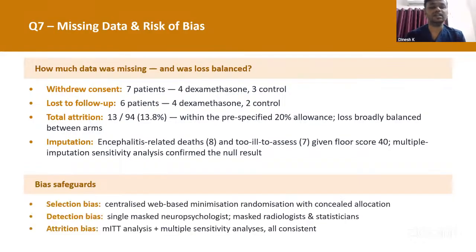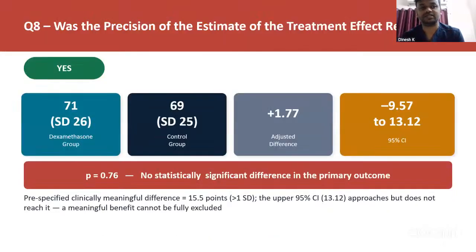As far as the bias is concerned, for the selection bias, they tried to overcome it with minimization randomization with concealed allocation. For the detection bias, a single masked neuropsychologist was used, and radiologists and statisticians were masked. For that reason, they have used multiple imputation with the modified intention to treat analysis.